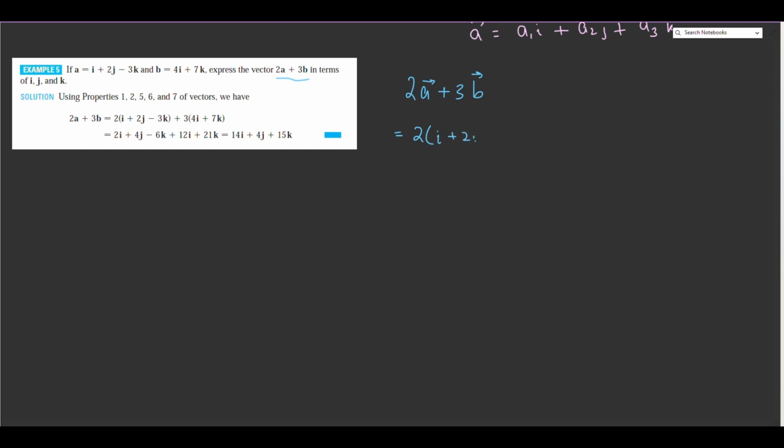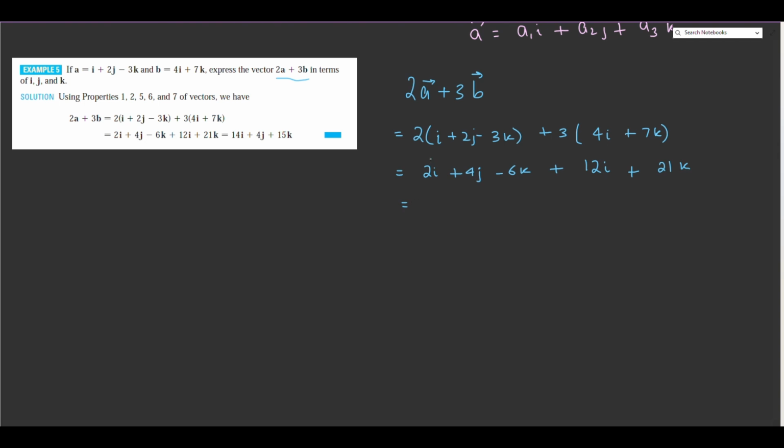A equals i plus 2j minus 3k, plus 3 multiplied with the vector B, which is 4i plus 7k. There is no j term, so you can write it as 0j. Now first we multiply this 2 inside the bracket, we get 2i plus 4j minus 6k. Similarly here 3 multiplied inside the bracket, we get 3 multiplied with 4, which is 12i plus 3 multiplied with 7, it is 21k.